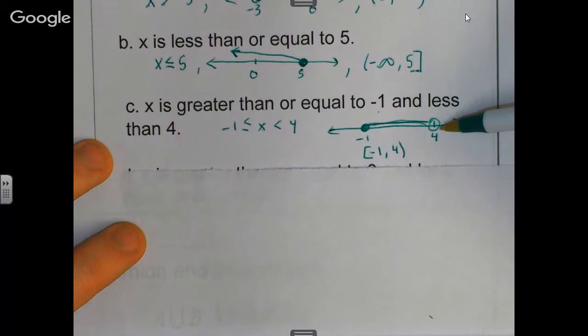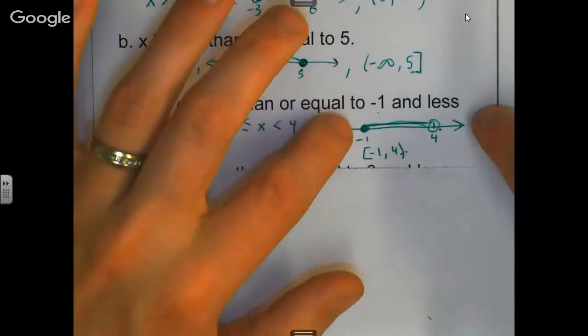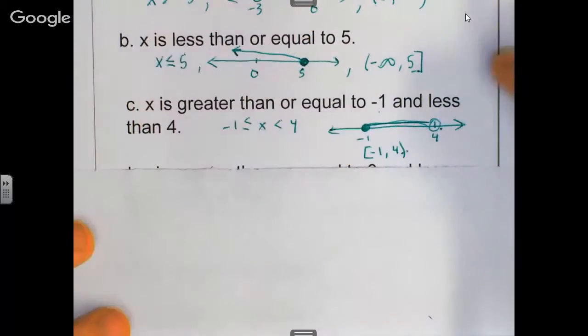I find that it's easy to look at the graph and tell these things, especially that interval, because the interval is just a portion of your graph. You're calling out that portion.